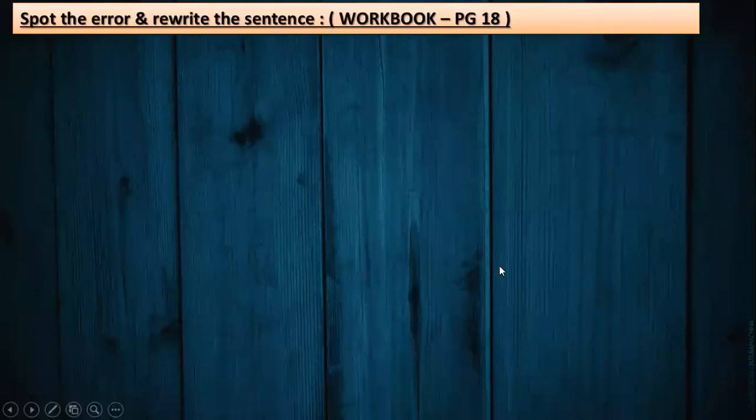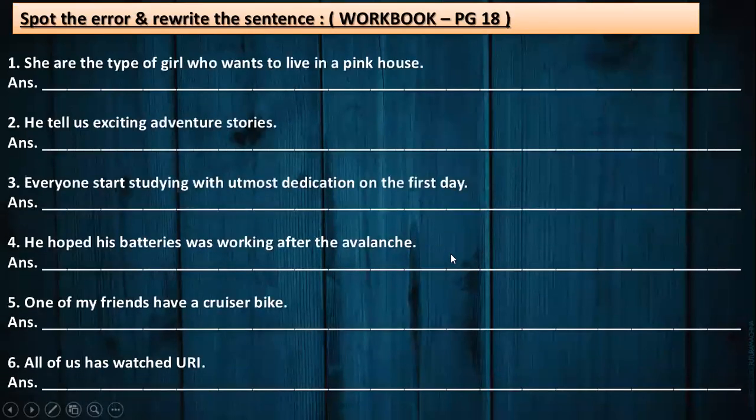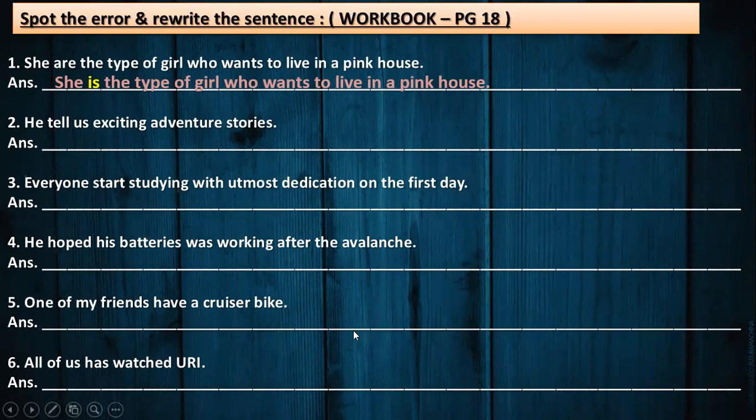Let's go ahead with spotting the error and rewriting the sentence here, which is on page number 18 of your workbook. So let's start with it. She are the type of girl who wants to live in a pink house. What is the correct one? You have to spot the error. Yes, are changes to is. Here we go with the next. He tells us exciting adventure stories. He tells us. Exactly. It is not tell us, but it is tells us.